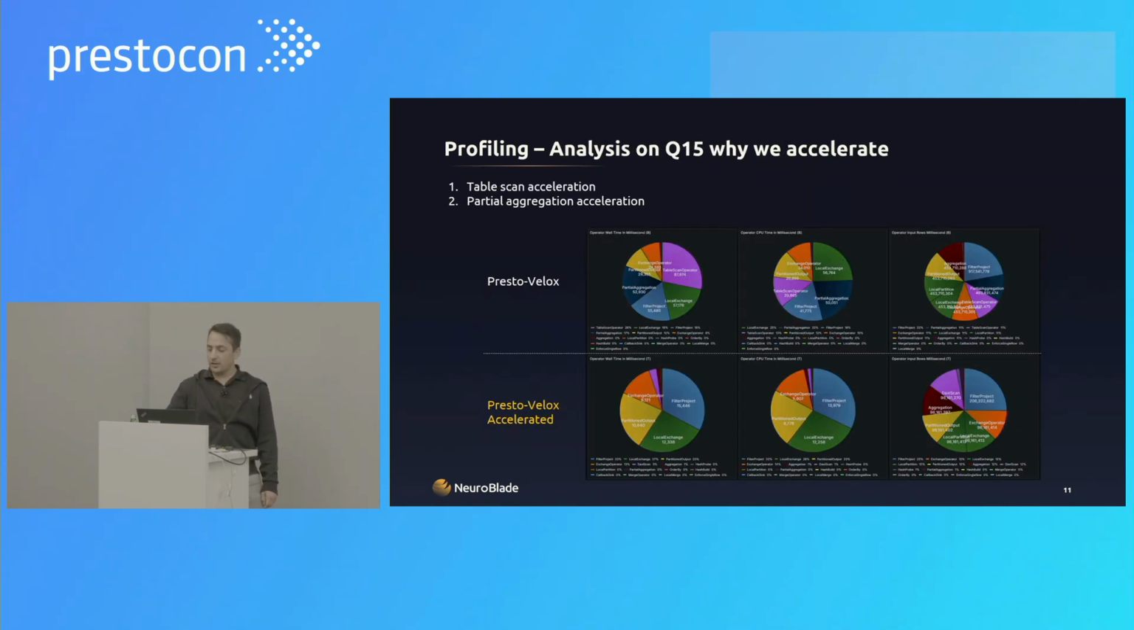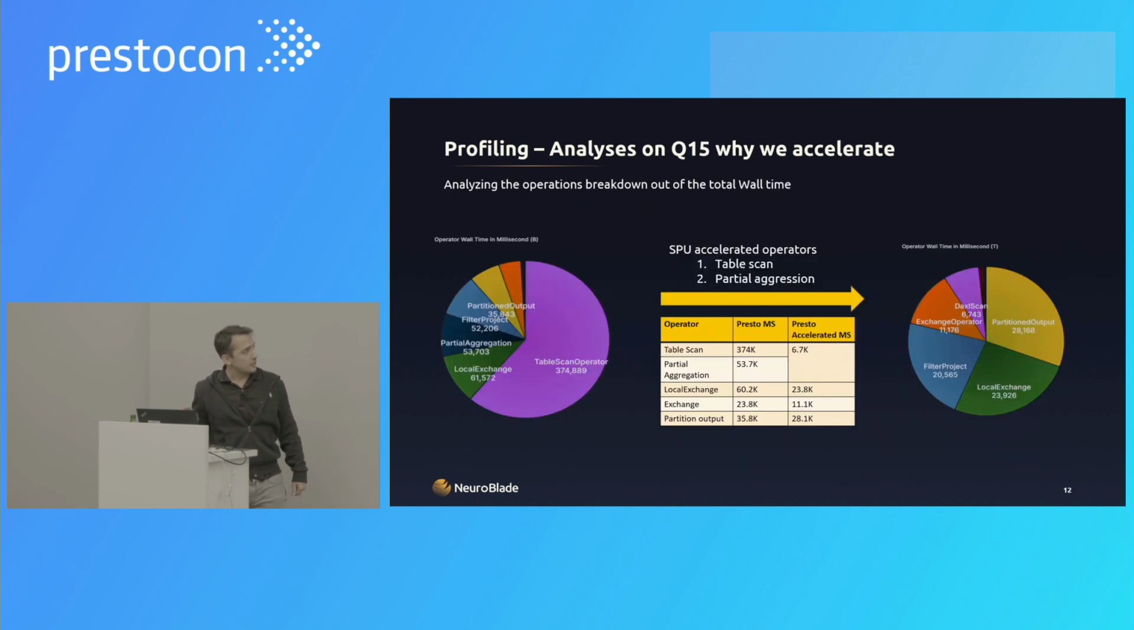Okay, so this is another... we found it quite interesting to take a specific query and see how the dynamics shift once we add the SPU into the mix. So we took query 15 specifically to look at that. What we're pushing down, what we're offloading in query 15, is the table scans and the partial aggregations. I won't go into the pie charts here, because in the coming slides they're bigger and we can actually see what's written there.